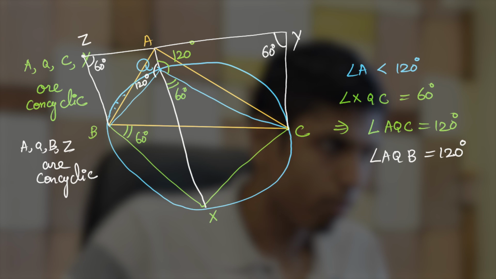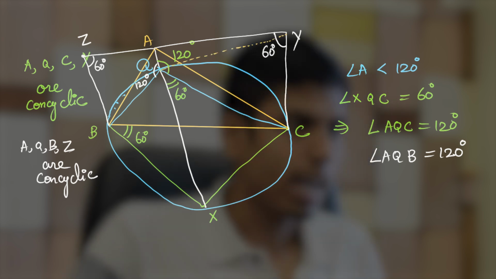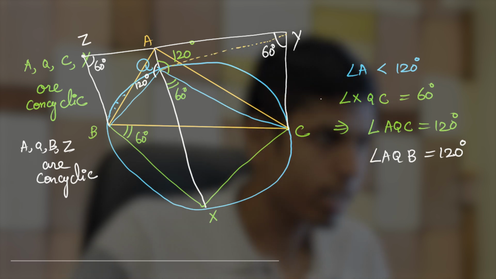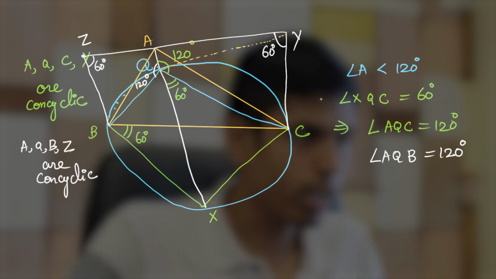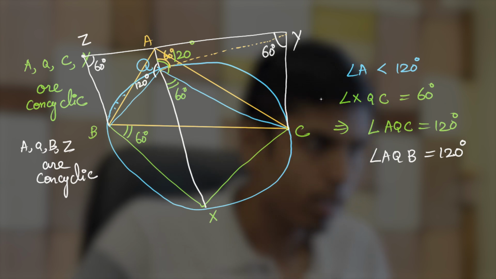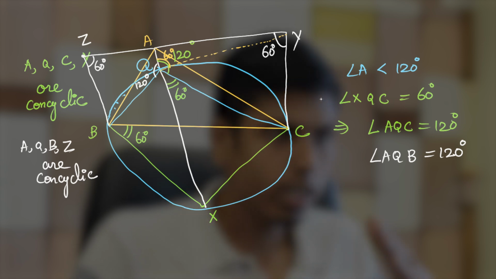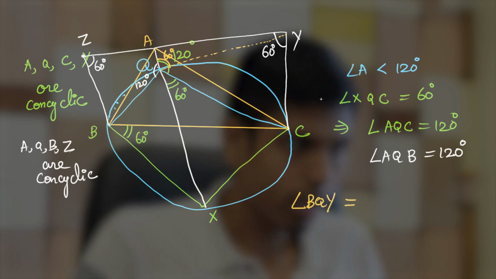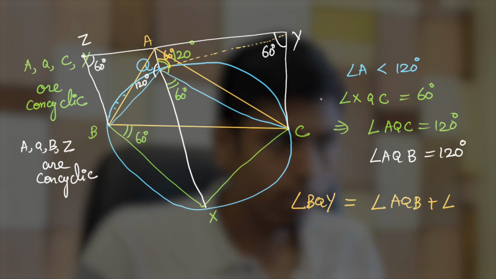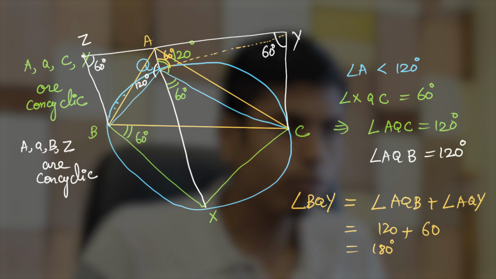You will realize that when BQ is extended, you will see that it will pass through Y. Because when you join YQ, I know this angle would be 60 degrees. And that means 60 plus 120 is 180. Thus angle BQY is 180. Angle BQY equals angle AQB plus angle AQY. But AQB is 120 plus AQY is 60 by inscribed angle theorem, which sums up to 180 degrees. Therefore, BQY forms a straight line and B, Q, Y are collinear.